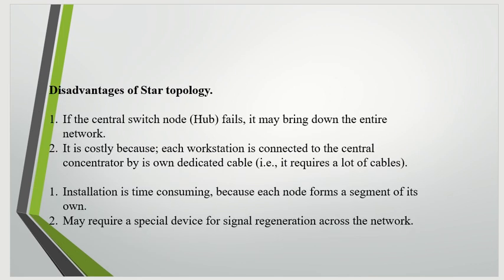So we have the disadvantages of the star topology. One, if the central hub or switch fails, that will mean that the entire network is down. The second one, it's costly because each workstation is connected to the central connector by its own dedicated cable. Installing it takes a lot of time. And the fourth one, it may require special devices for signal generation across the network.